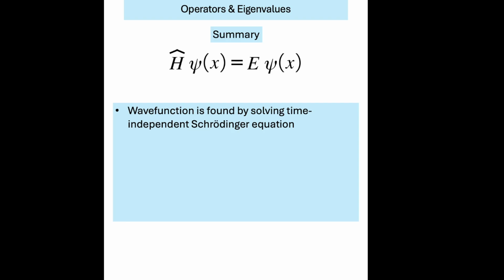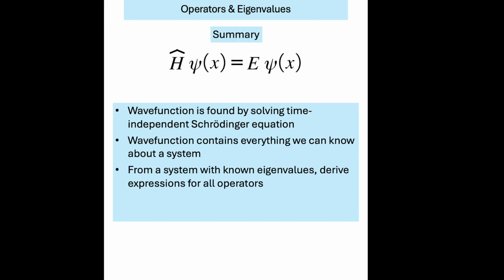So finally, summing up our discussion here of operators and eigenvalues, right? Everything is derived from the time-independent Schrödinger equation. We've got that Hamiltonian operator operating on a wave function to give us the energy times the wave function. The wave function is found by solving this time-independent Schrödinger equation. The wave function contains everything that we can know about a system. From a system with known eigenvalues, like the hydrogen atom, we can derive expressions for all the operators, and these expressions are universal. So then we can apply them to all other atoms to find their wave functions, right?